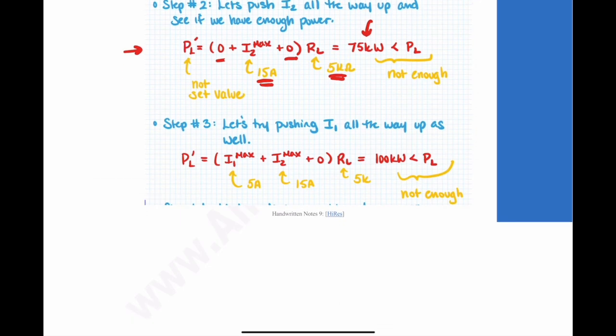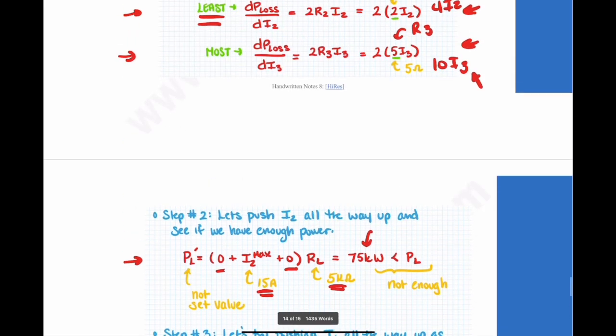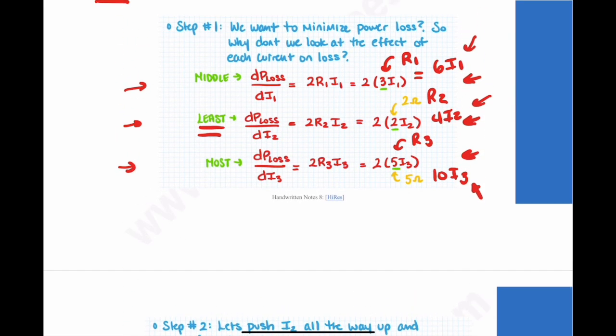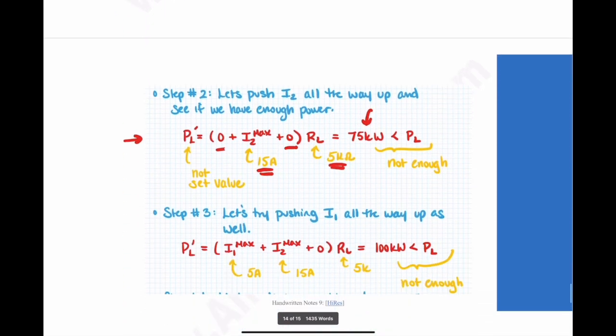Let's try pushing it a little bit more, but we want to do it in a logical way. So we go back up and we see this one is already used up. We can't drive this one up any further. What is the next best option? We don't want to go with I3 because that has a really drastic effect on loss. So let's go ahead and ramp up I1 next, the first generator.